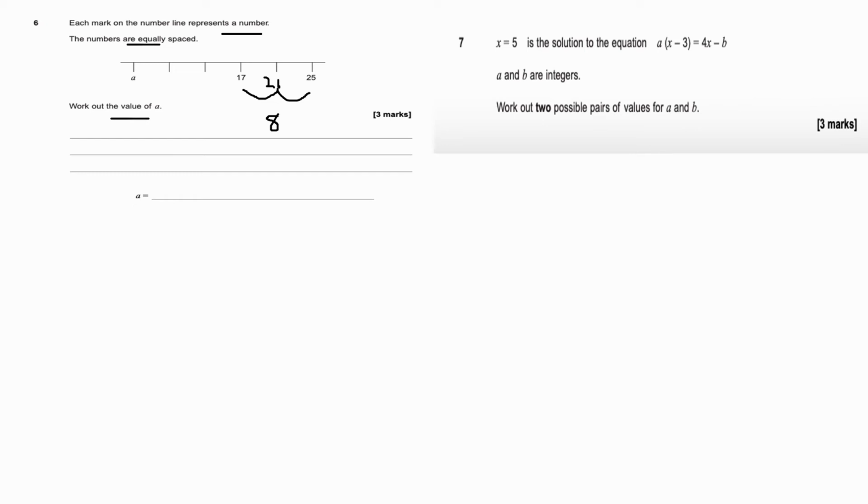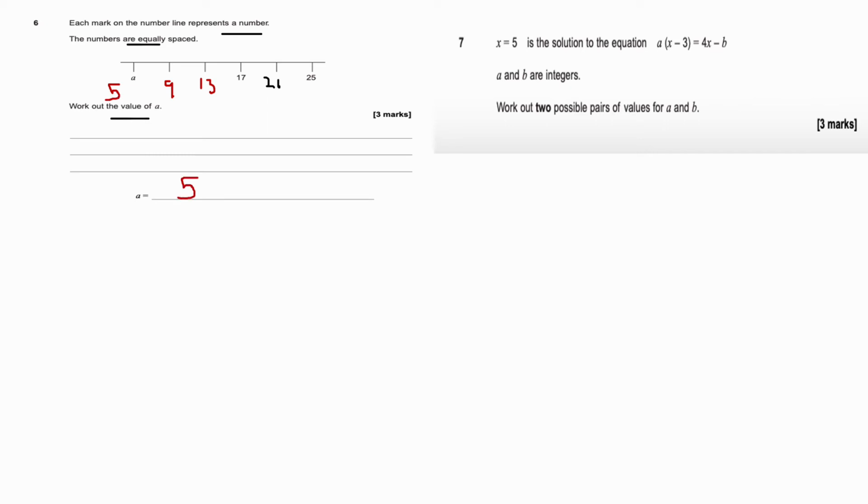So each jump now, we know, is 4. So it's going down in 4. So 17 take away 4 is 13. 13 take away 4 is 9. 9 take away 4 is 5, because it's working backwards. The value of a is equal to 5.